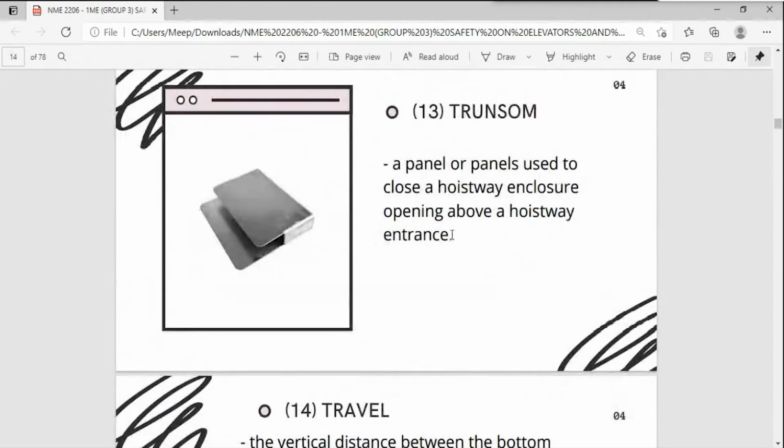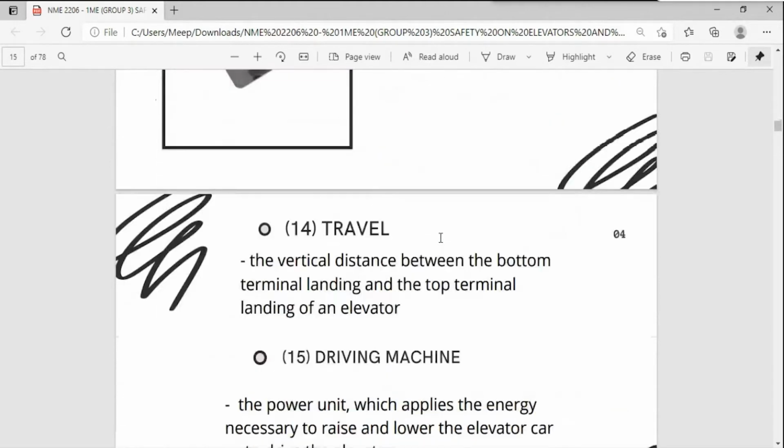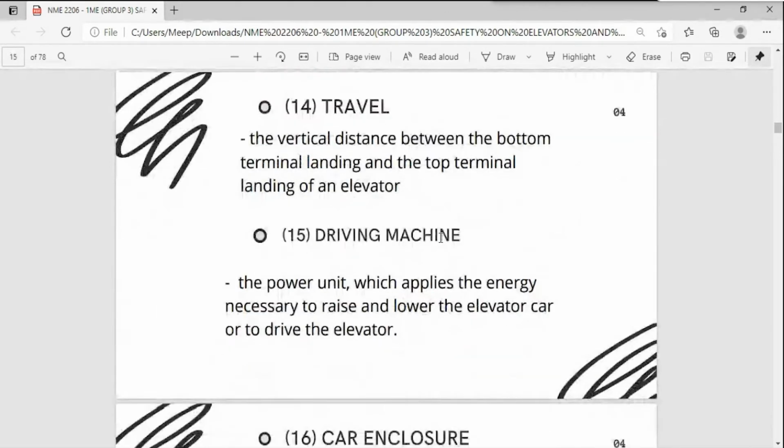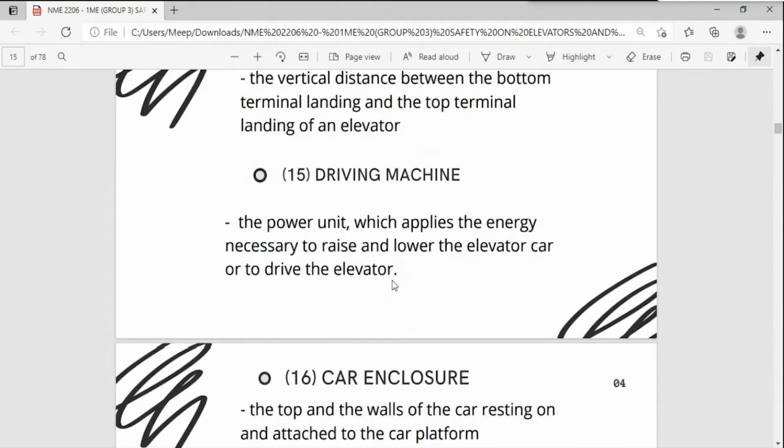Transom, a panel or panels used to close a hoistway enclosure opening above a hoistway entrance. Travel, the vertical distance between the bottom terminal landing and the top terminal landing of an elevator. Driving machine, the power unit which supplies the energy necessary to raise and lower the elevator car, or to drive the elevator. Ito yung nagpapataas or nagpapababa sa elevator. Nag-apply ng energy para umangat or bumaba yung elevator.